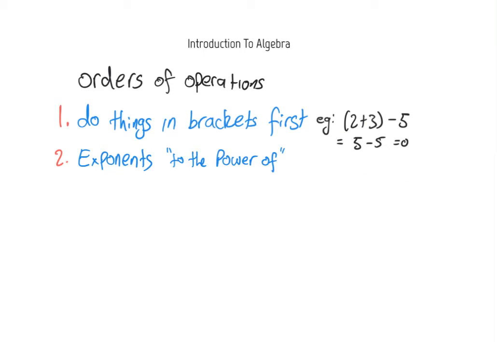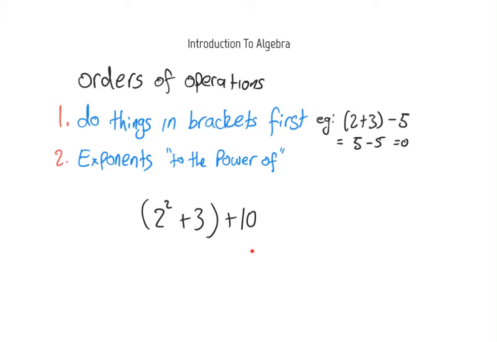Okay, now the second rule for the order of operations is exponents. Exponents mean to the power of, which we learned in index notation. I did that in the previous video, so if you guys haven't checked it out, go and have a look. But essentially what it means is, for example, if we've got 2 to the power of 2, plus 3 inside a bracket, plus 10.